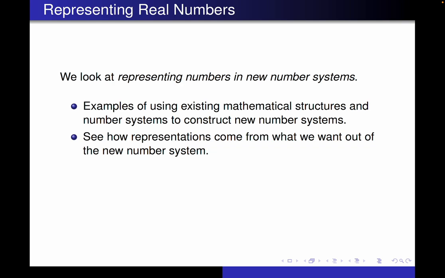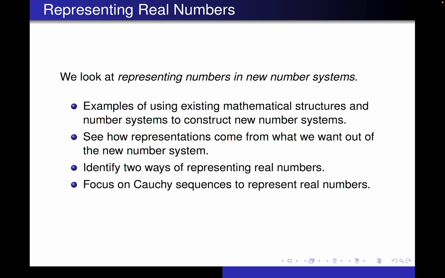In particular, we're going to look at things that we couldn't get from the old number system that we want in the new system. We'll use that to identify at least two ways of representing real numbers. And then we'll choose one of them that will come out of Cauchy sequences, which we've been studying for a while now.